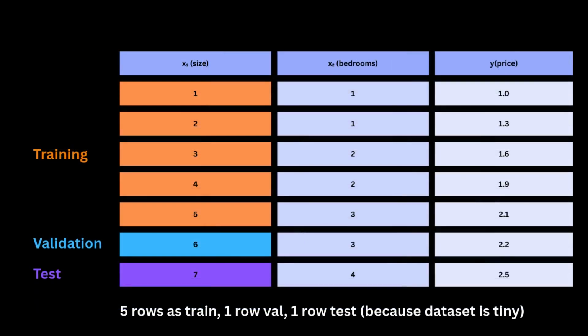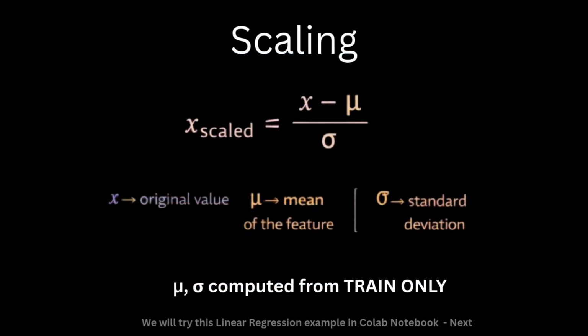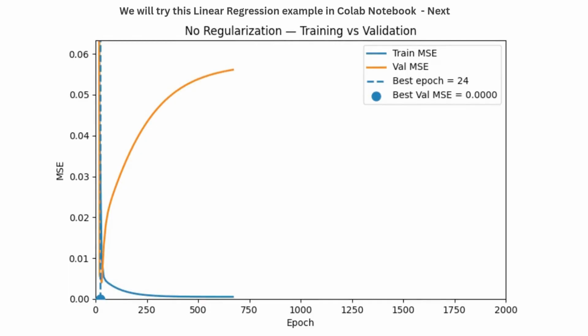To detect overfitting, we must evaluate on unseen data. Training data updates the model. Validation data helps us choose hyperparameters like lambda. Test data is the final exam. Scaling must be learned only from training data. We compute mean and standard deviation on training set. Then apply the same transformation to validation and test.